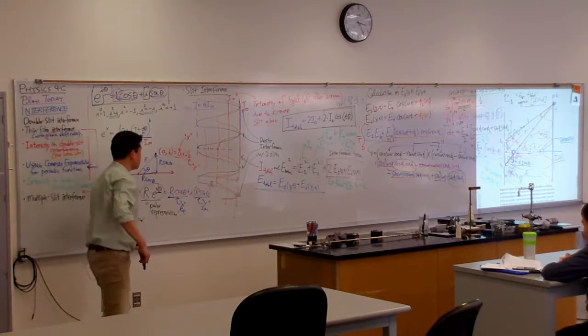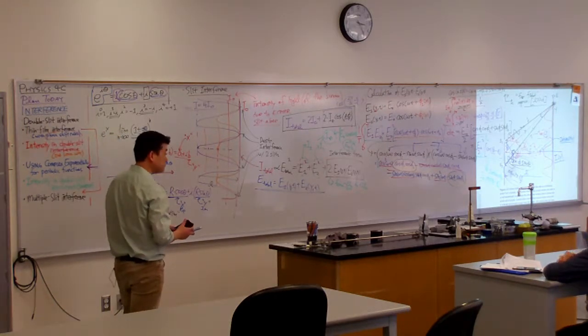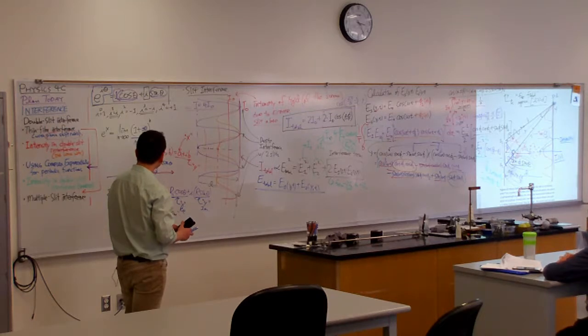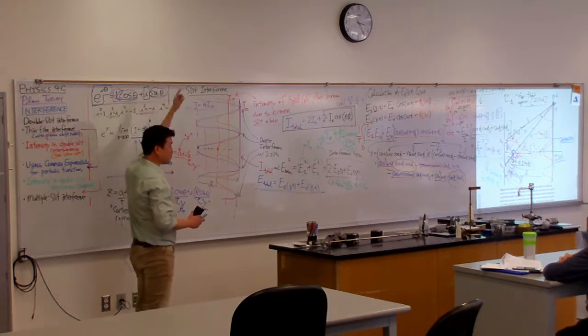Yeah? Doesn't that imply that e to the i theta is never going to be bigger than 1? No, theta can be anything, because then theta wraps around, right?